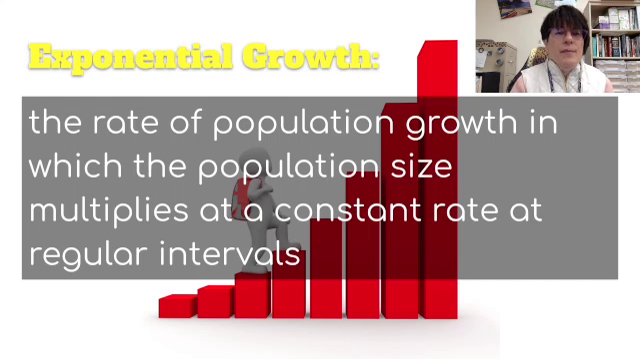When we're talking about populations, when they first start to grow, there tends to be exponential growth. This is the rate of population growth in which the population size multiplies at a constant rate at regular intervals. Say an organism goes into a new environment where there are lots of resources, its population will grow exponentially, starting out gradually and then skyrocketing. We can see this with human population growth. We can see this when we start to grow bacteria. We can see this when we introduce an exotic species into an area.